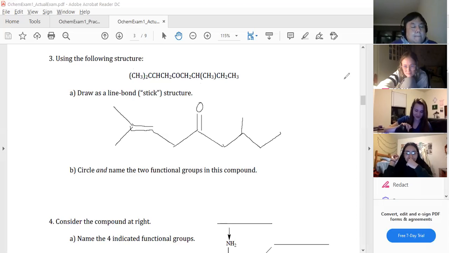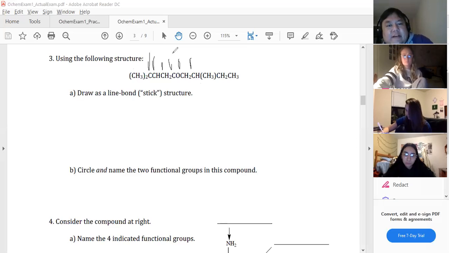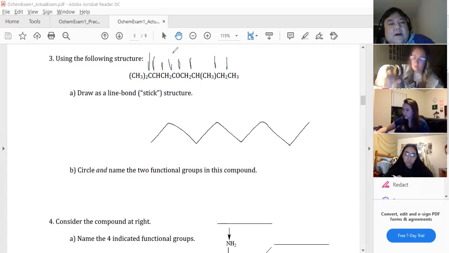So what I did for this problem, I counted the carbons that were not in parentheses, and then I just drew the main chain, and then I just went off of that and went back. Yep, you can do that too. So you can go 1, 2, 3, 4, 5, 6, 7, 8. Right off of carbon 1, you have methyl.